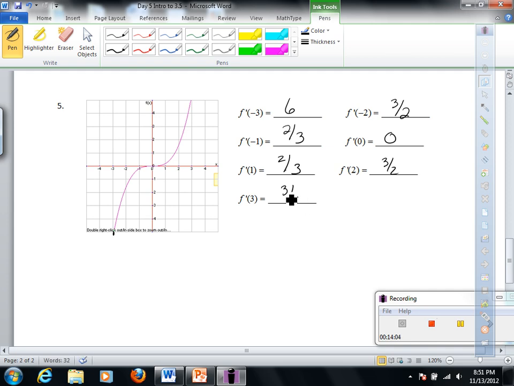When I plot those real fast, I get -3, 6. I get -2, 1.5. I get -1, 2/3. I get 0, 0. I get 1, 2/3. I get 2, 1.5. And I get 3. Really, this should have been a little bit bigger number. But roughly, there's what my graph is.